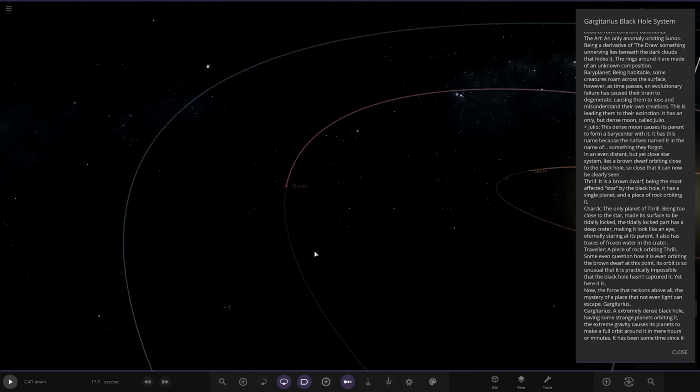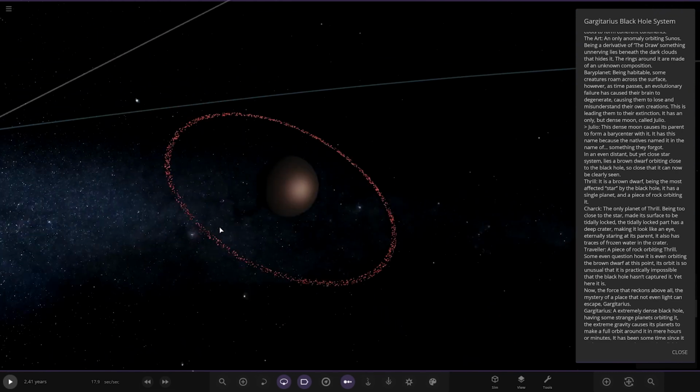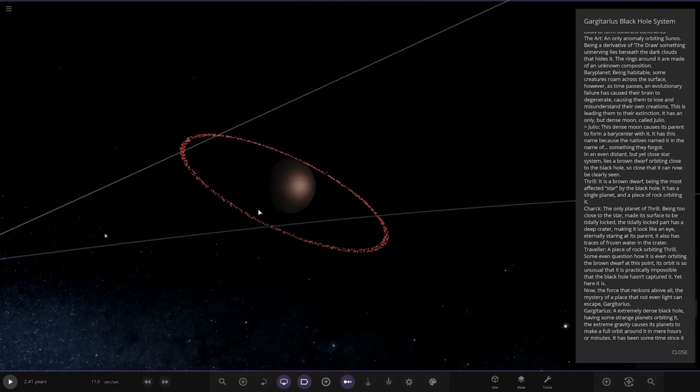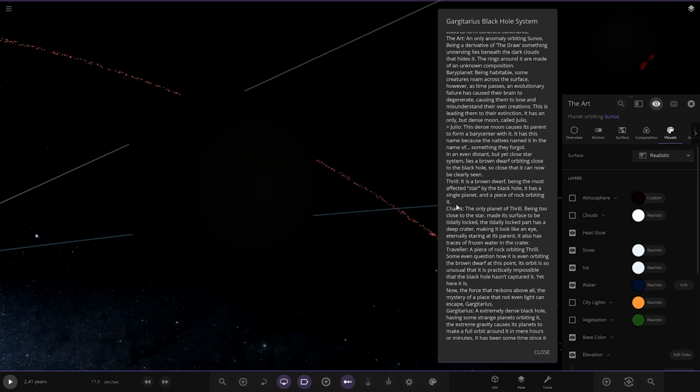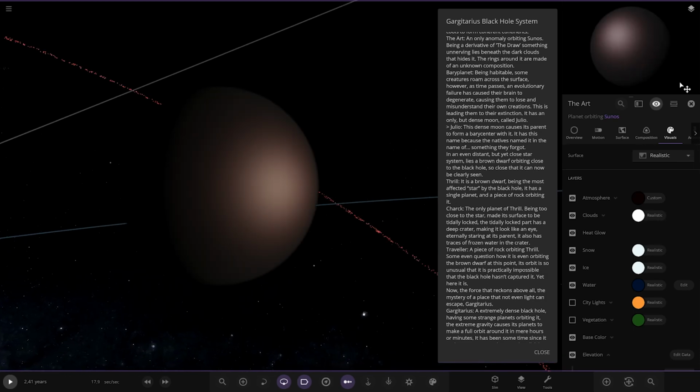Next up we've got the red ring around it. The only anomaly orbiting Sunos has been a derivative of the dark. Something unnerving lies beneath the dark clouds that hide it. The rings around it are made of an unknown composition. Interesting. Okay, underneath it's very, very dark, mysterious, nothing to see.